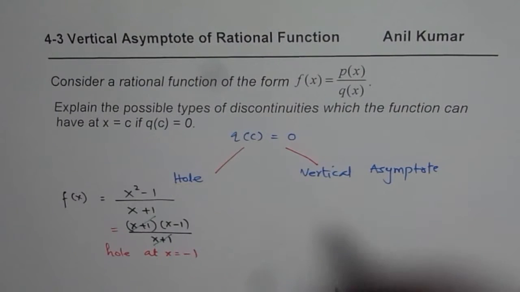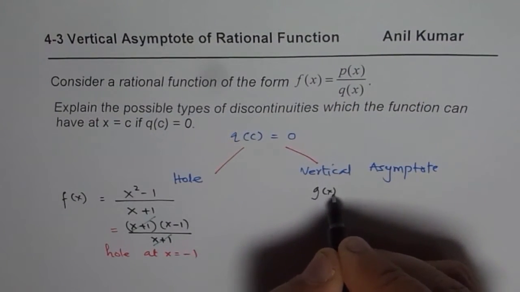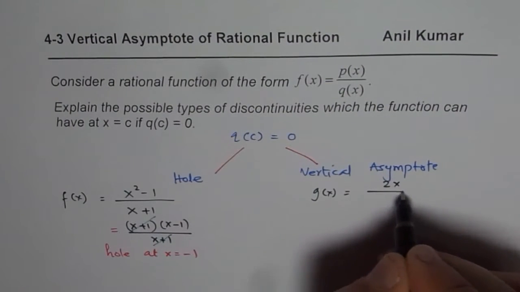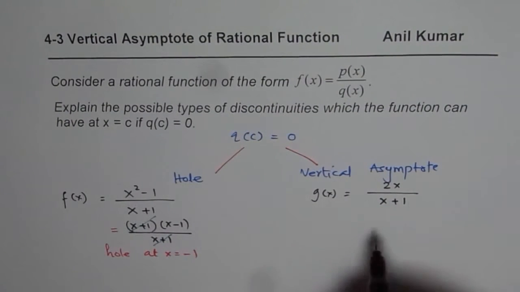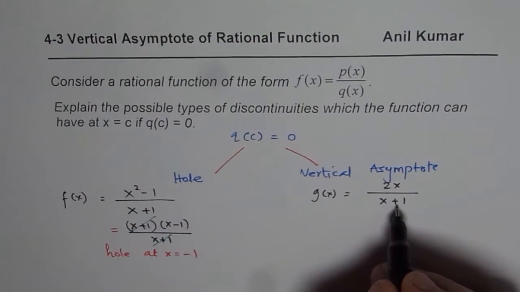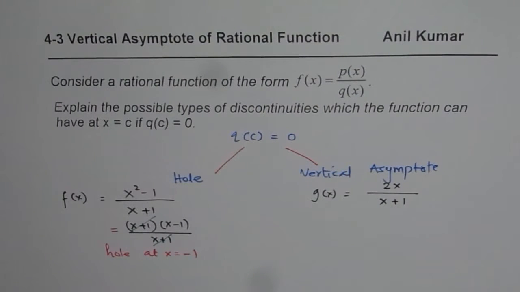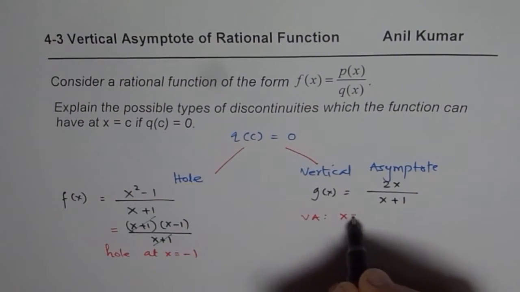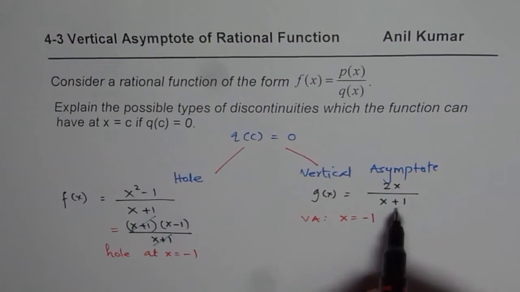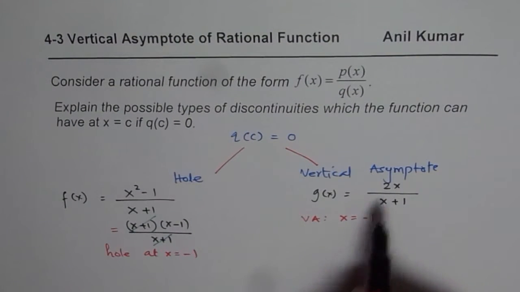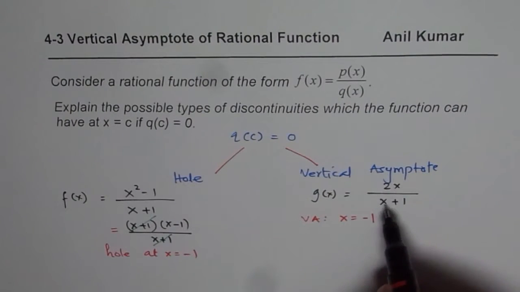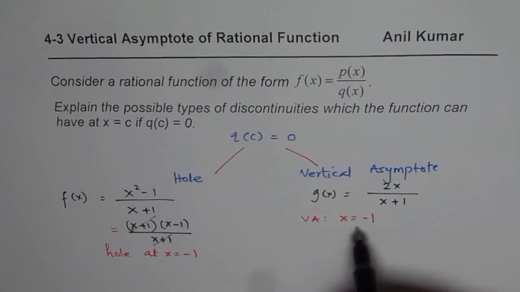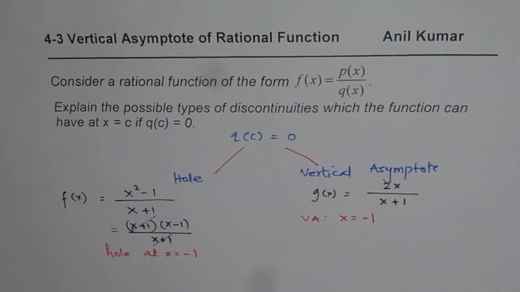On the other hand, if we have a function, let us say g(x), which is 2x over x plus 1, then at x = -1 we have a vertical asymptote, since at -1 the denominator is 0, but not the numerator. So there is no common factor. If there is no common factor between numerator and denominator, we will always get a vertical asymptote. So in general, this is the scenario.